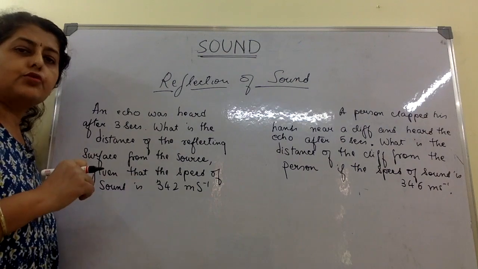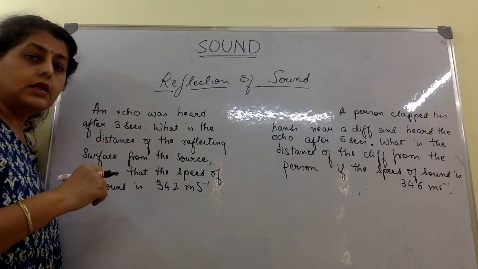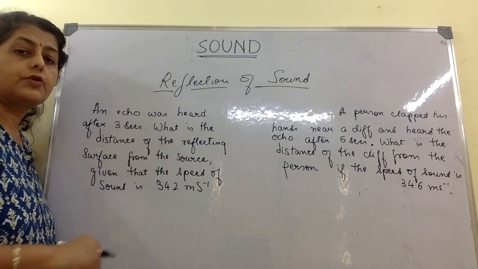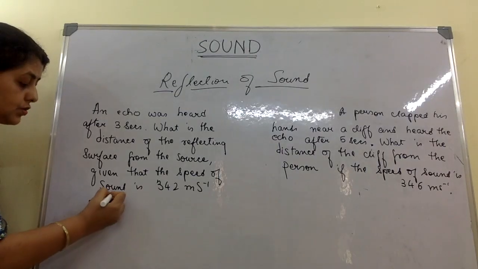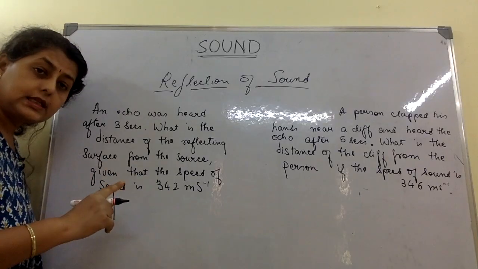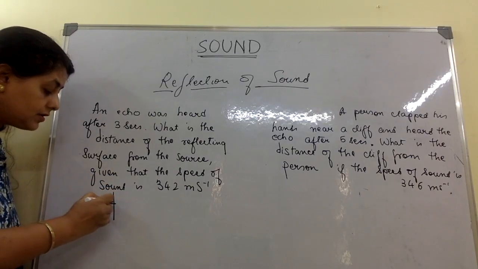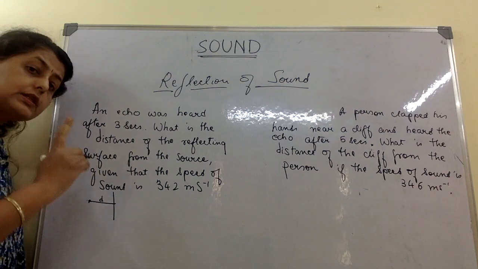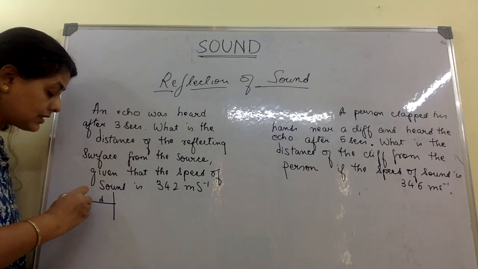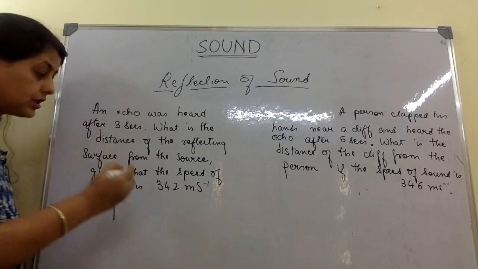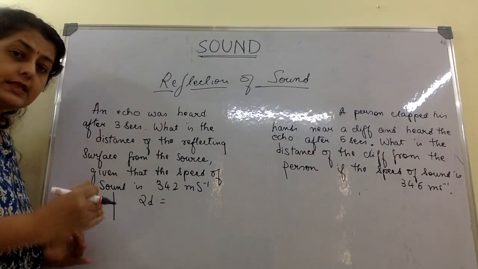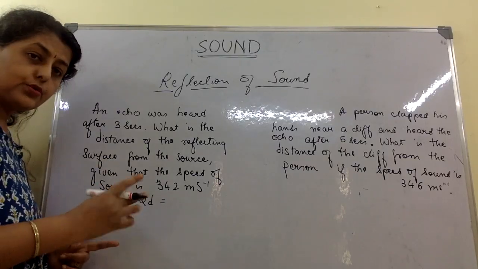Okay, so that is one very important question. Now here we have two questions. An echo was heard after 3 seconds. What is the distance of the reflecting surface from the source, given that the speed of sound is 342 meters per second? Here is the source, here is the reflecting surface. If this distance is d, then because it's an echo, the sound has traveled from here to here and back. So 2d is the distance every time if the source itself is hearing the echo.